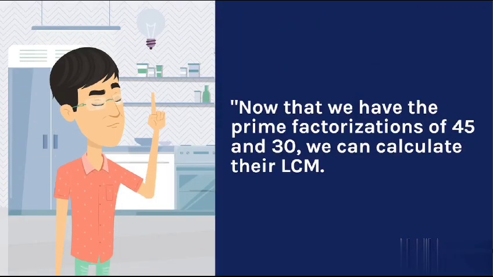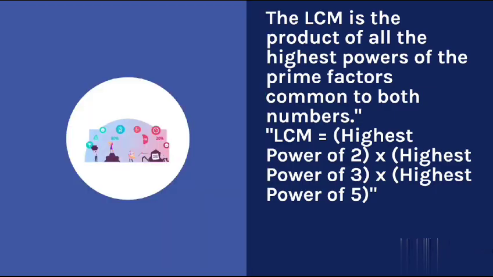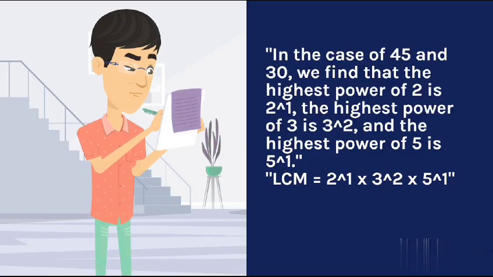Now that we have the prime factorizations of 45 and 30, we can calculate their LCM. The LCM is the product of the highest powers of the prime factors of both numbers. LCM equals highest power of 2 × highest power of 3 × highest power of 5. In the case of 45 and 30, we find that the highest power of 2 is 2 to the power of 1, the highest power of 3 is 3 squared, and the highest power of 5 is 5 to the power of 1. LCM equals 2 to the power of 1 × 3 to the power of 2 × 5 to the power of 1.